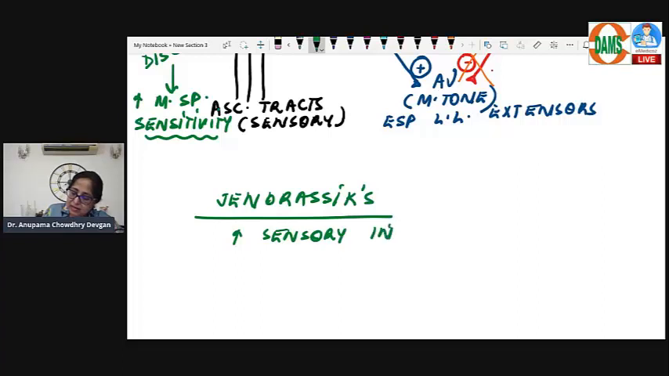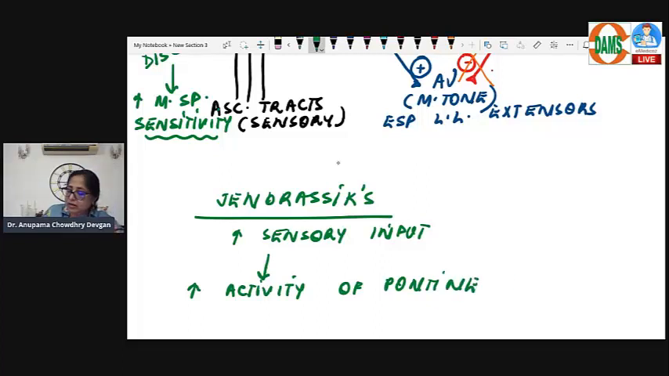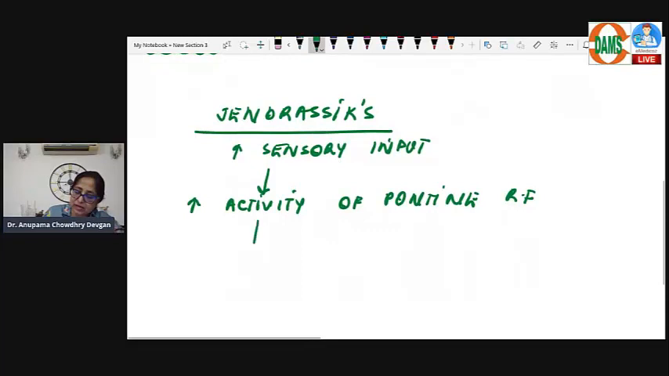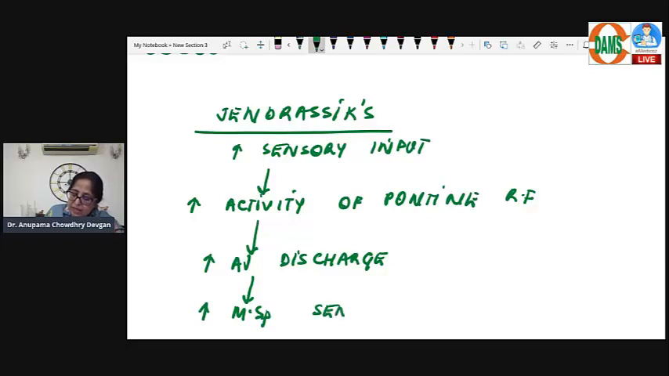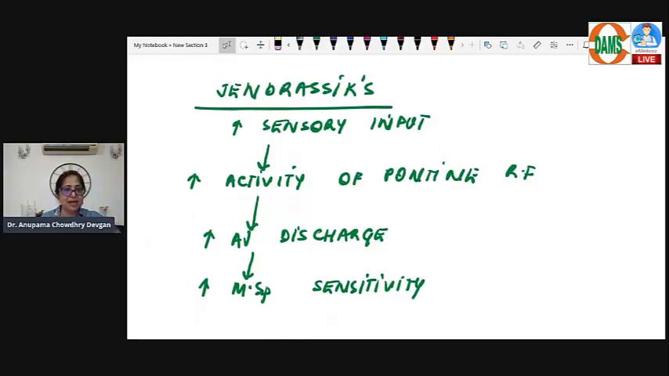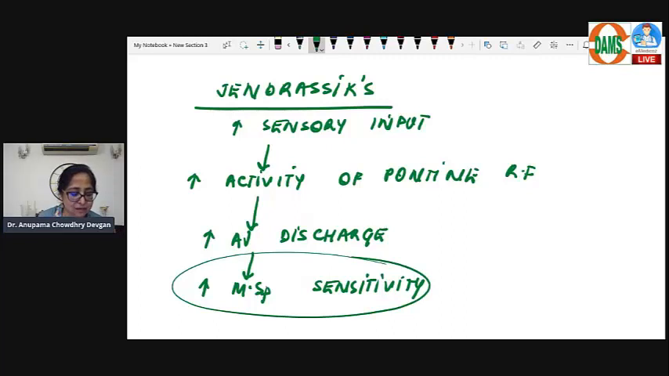So in the Jendrassik maneuver, there is an increased sensory input, which increases the activity of the pontine reticular formation, right? And increased activity of the pontine reticular formation means it increases the A gamma discharge. And if there is an increase in the A gamma discharge, it increases the muscle spindle sensitivity, so that now when you tap the tendon, you get a very good response. Yes, if you remember the line given in Hutchison, the Jendrassik maneuver increases the muscle spindle sensitivity.